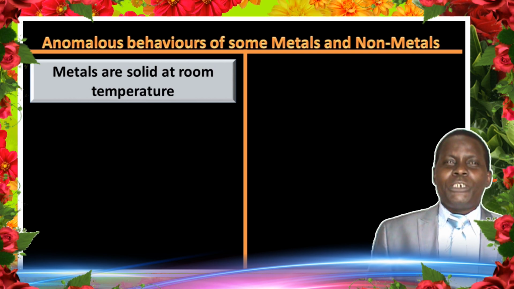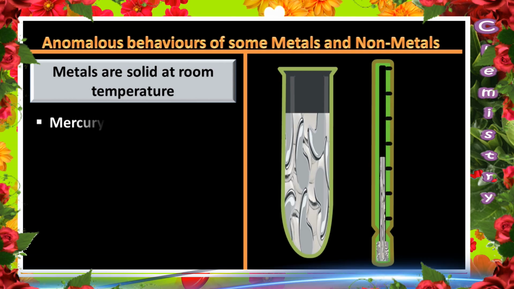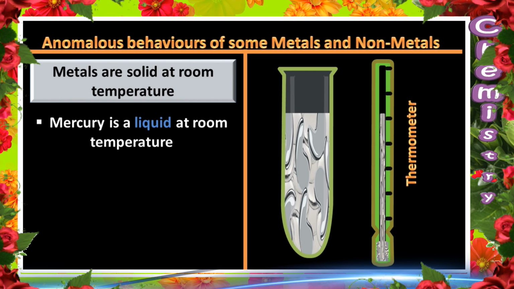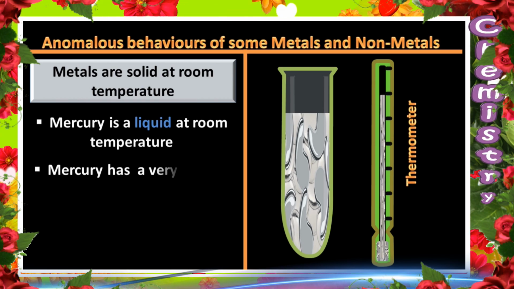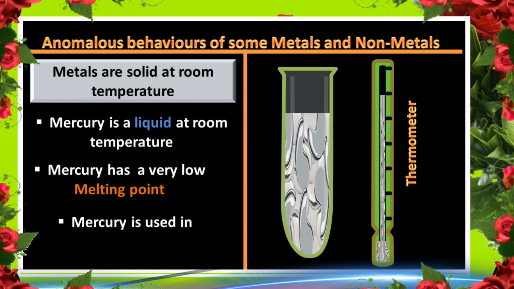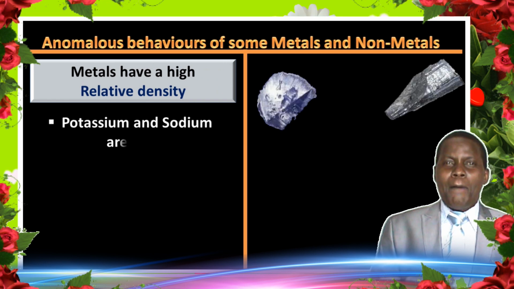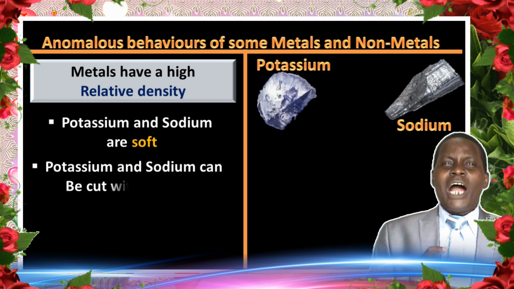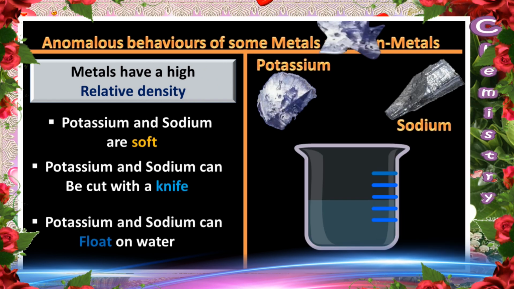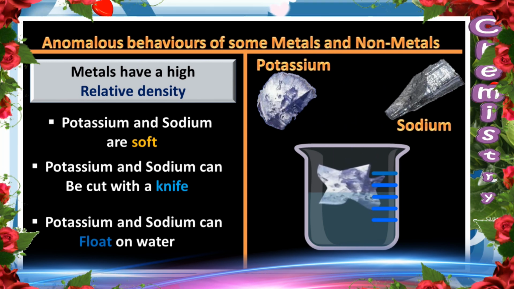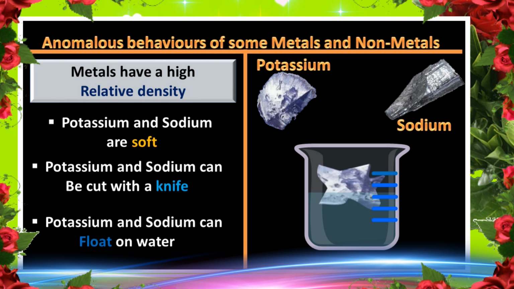We say that metals are solid at room temperature, but actually mercury is a metal. It is a liquid at room temperature and has low melting point, and therefore it is used in thermometers. Potassium and sodium are metals, but they have a low relative density so that they can float in water, which is opposite to the properties of metals with higher relative density.